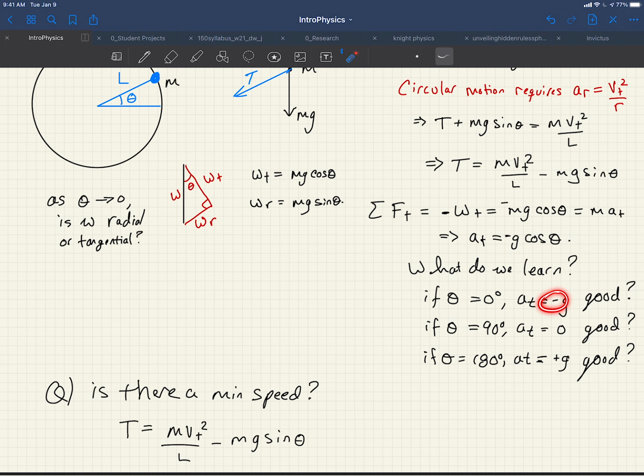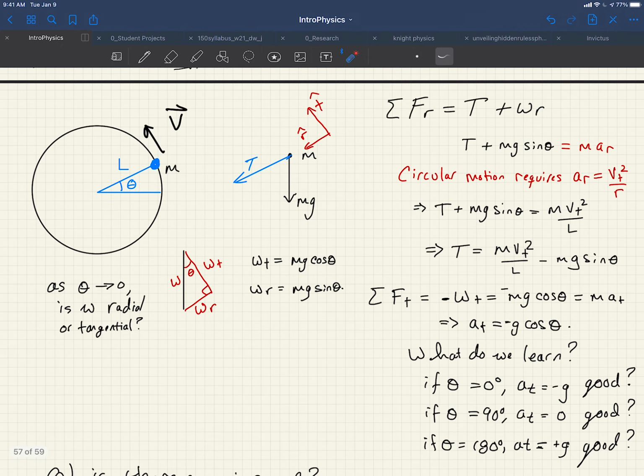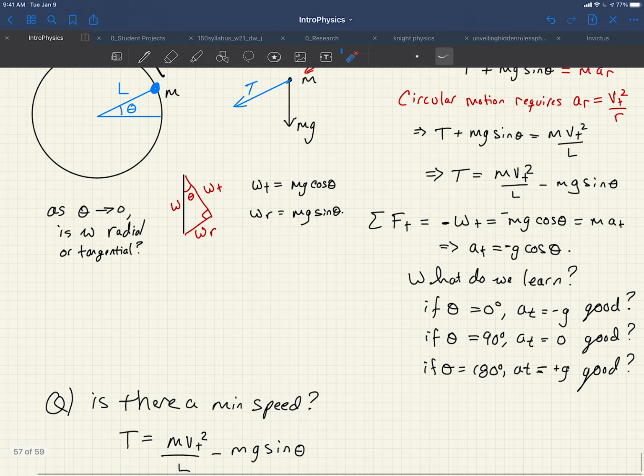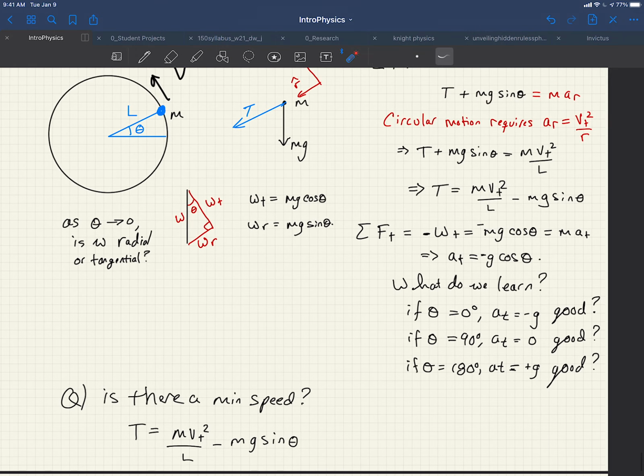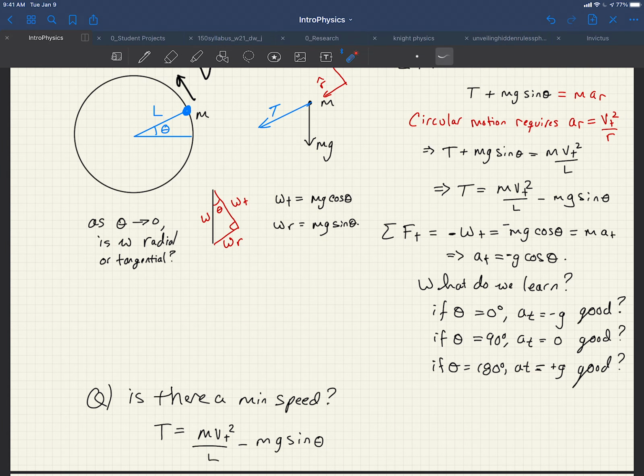Well, why the heck does it change sign? If this is 180 degrees, does it make sense that the acceleration is now in the positive tangent direction? Yeah, because at this point here, g is down, the tangential direction is down, so it is now in the positive direction. Good. So here's a physics question. Everything up to this is just math. This is physics. Is there a minimum speed?